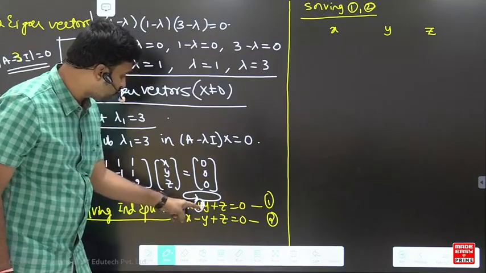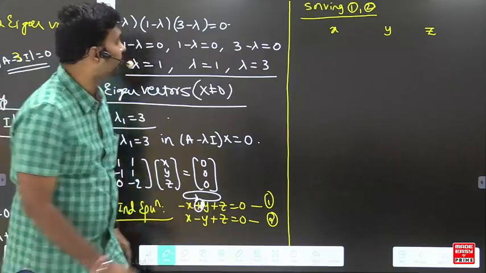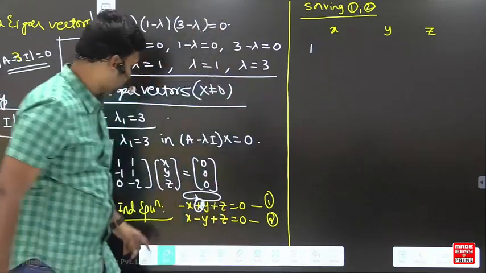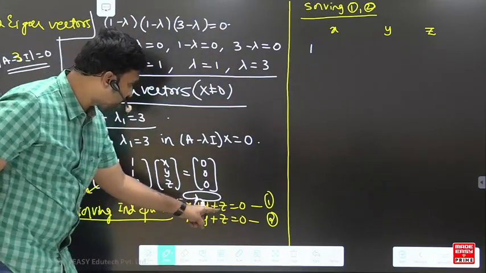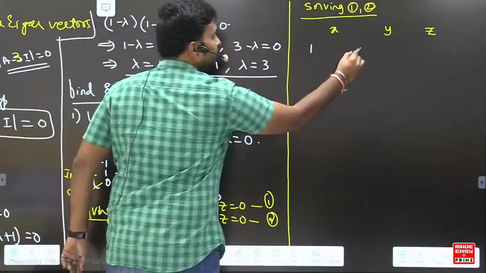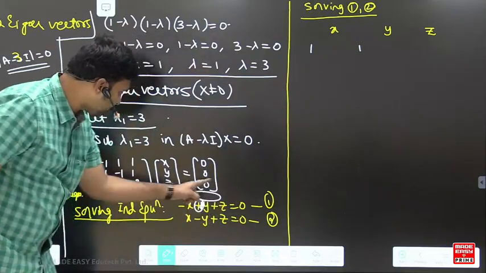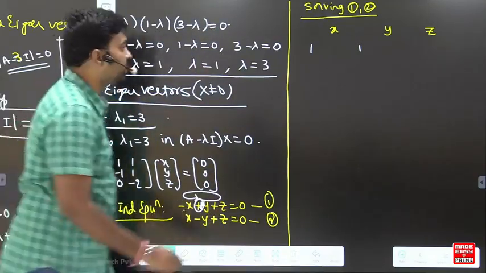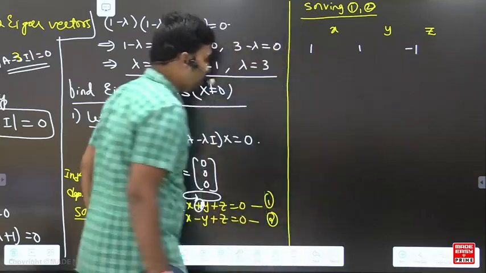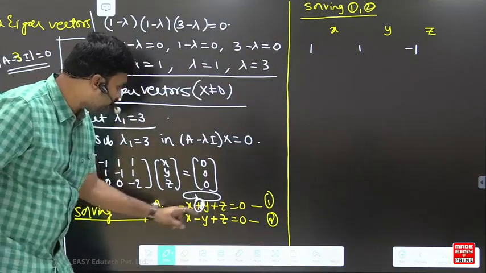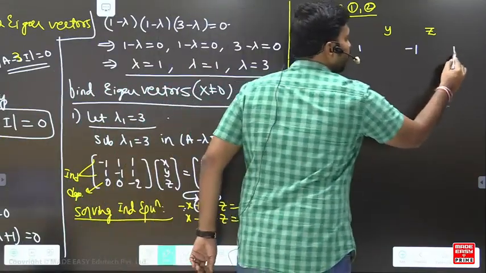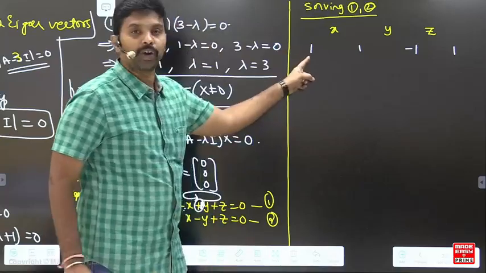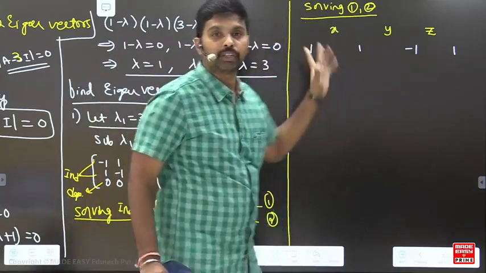Now start from the y coefficient. What is the y coefficient in the first equation? That is 1, so put 1 here. Next, after the y coefficient, the z coefficient is 1, so put 1 here. Then after the z coefficient, the x coefficient is -1, so put -1 here. Then after the x coefficient, it is the y coefficient again, so 1 here. So we started with the y coefficient and ended with the y coefficient.